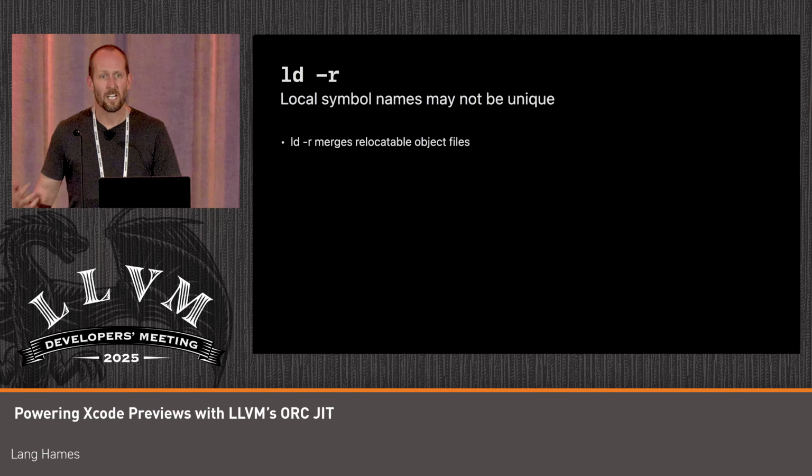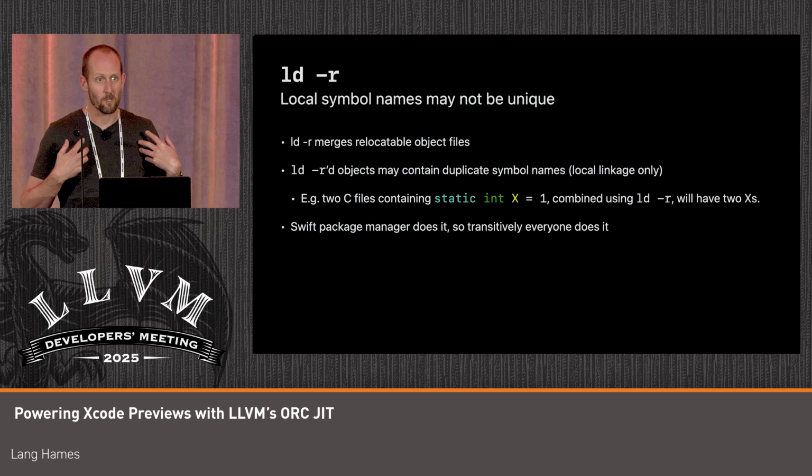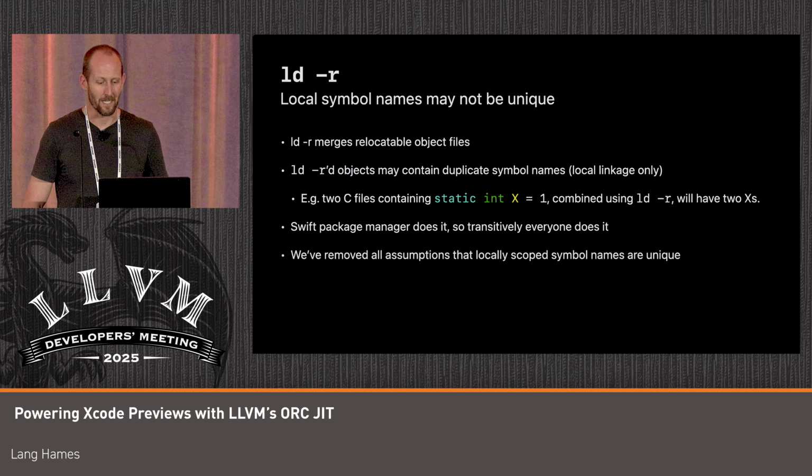ld -r. So ld -r is a linker feature that merges relocatable object files. And the interesting thing is that ld -r object files might contain duplicate symbol names, which object files coming out of a regular compiler never will. So for example, you can take two C files that have a static variable of the same name, run them through the compiler, ld -r together the resulting object files, and you'll get one object file with two symbols of the same name. And very few projects do this deliberately, but the Swift package manager does it, and so transitively through that, everybody ends up doing it.